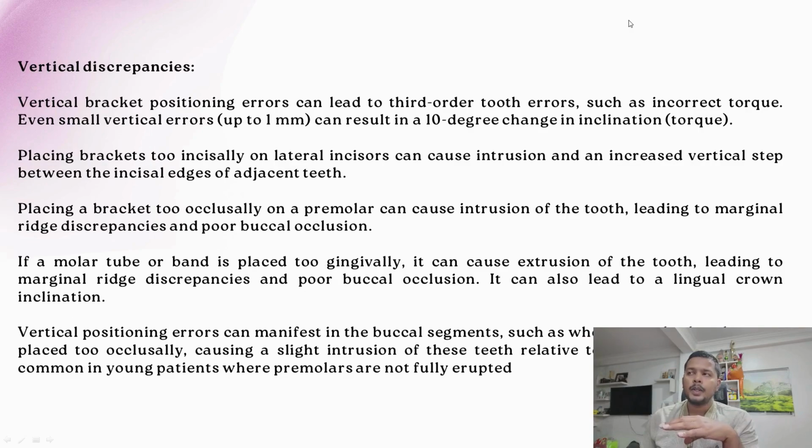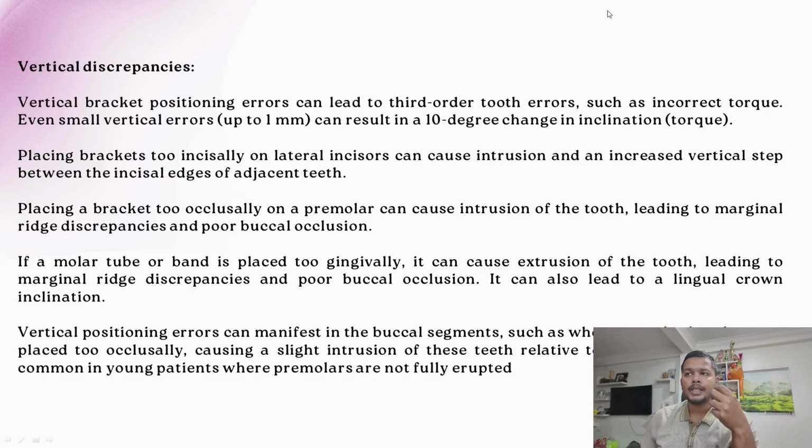So it's very easy. So what about vertical discrepancy? We already talked about the horizontal discrepancy. Vertical bracket positioning errors can lead to third order tooth errors, such as incorrect torque. Even small vertical errors of up to 1 mm can result in 10-degree changes in inclination. So when you're placing the brackets, if they are placed more gingivally or more occlusally, there will be changes in the torque values of the individual teeth.